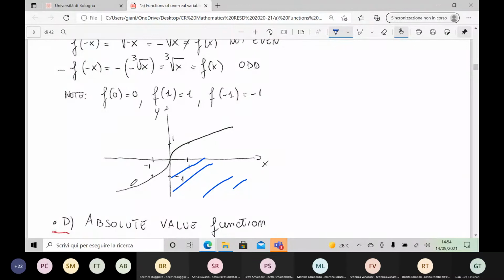Now, I tell you that there are, again, three very important points. Obviously, one is the origin. When x is equal to 0, the cubic root of 0 is 0. Another important point is 1. In particular, when x is equal to 1, f of 1 is the cubic root of 1, which is 1. So the point (1, 1). Even without doing this computation, since the function is odd, it is symmetric with respect to the origin, so it will pass also through the point (minus 1, minus 1). So this one.